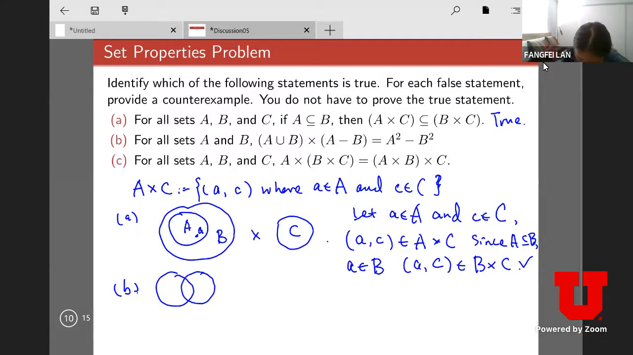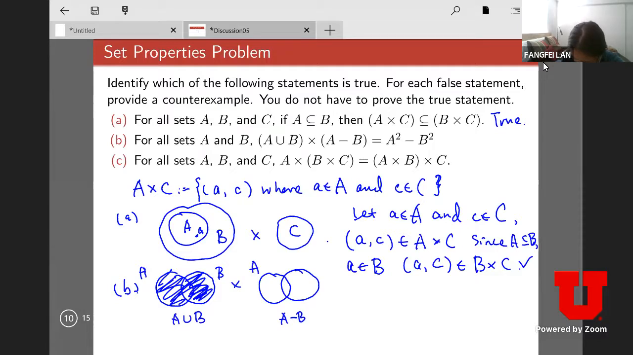So if we have a B here, A union B would be this big thing, basically everything. And then cross A minus B. So this is A union B. A minus B would be this part, right? So whatever tuple that we get, the first element is going to end up in this whole, basically anywhere. And then the second element would end up in just A, not B.